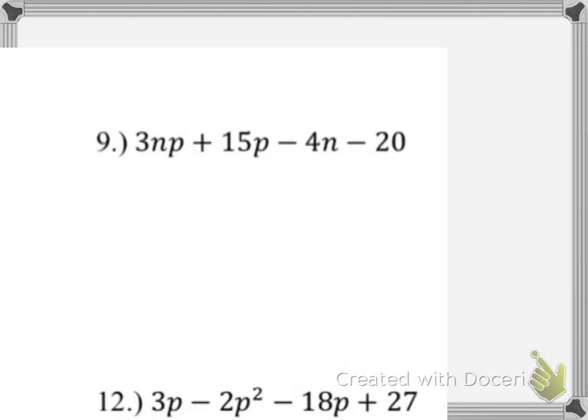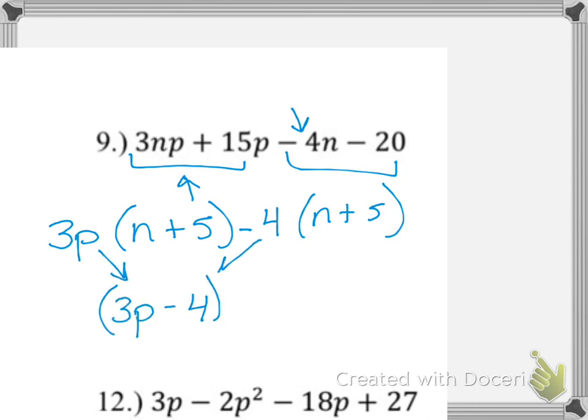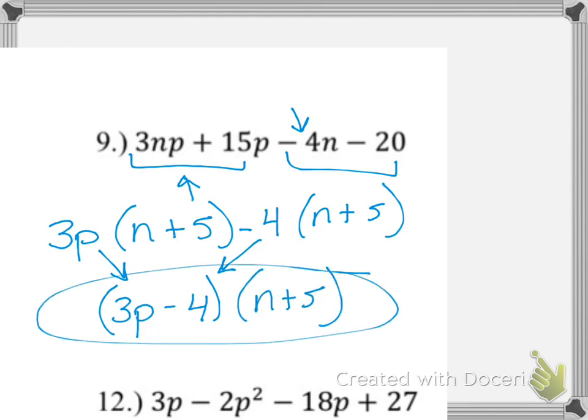So then number 9, again, just group the first 2 and the last 2. So from the first grouping, I would say the GCF is 3 and p, leaving me with n plus 5. And then again, notice how this is negative, so that means I'm going to factor out a negative, and the GCF would be 4, leaving me with n plus 5. And so my answer then is 3p minus 4. That's coming from the GCFs that I pulled out. And then n plus 5. So that is my answer.